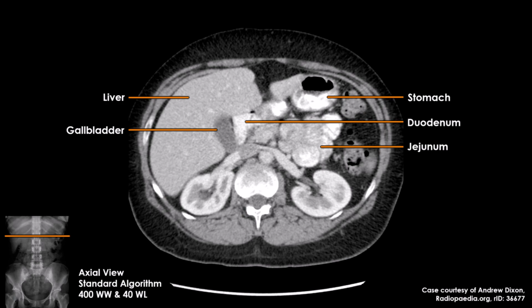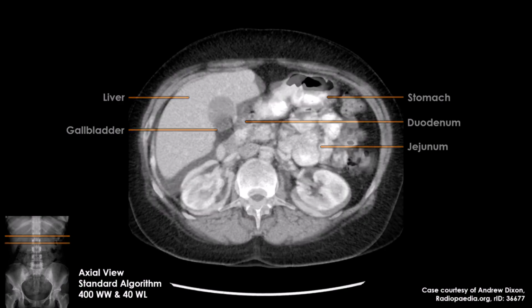The duodenum is significant in the context of this lesson because bile formed in the liver and collected by the gallbladder is ultimately excreted into the duodenum. One more axial image.